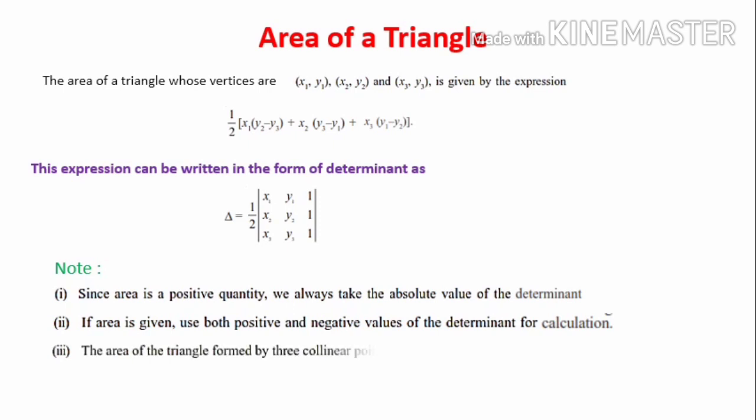The third point is that the area of the triangle formed by three collinear points is 0. You have studied this in class 10. If you want to prove the collinearity of 3 points, you may consider that the area of the triangle is 0. Then we can say that the 3 points are collinear, or lying on a straight line.